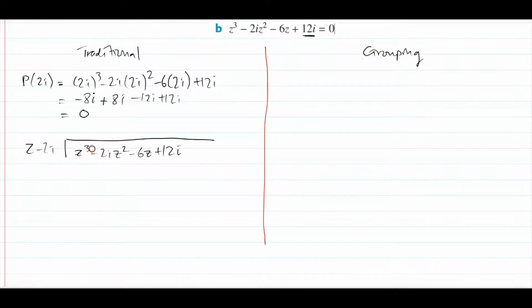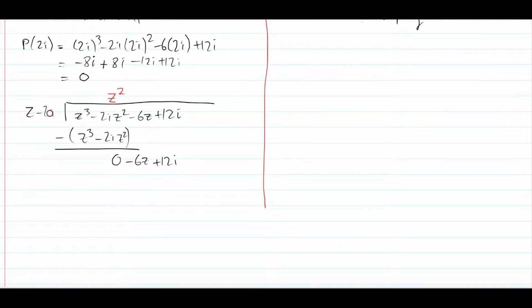So to get rid of z cubed, we multiply z minus 2i by z squared, and if you do that, guys, you get z cubed. So z squared times z is z cubed. Z squared times negative 2i is negative 2i z squared. And what happens is these are the same terms, so they actually cancel out. Then you drop negative 6z, and you also drop 12i, okay? You can't just drop negative 6z because then there's two terms here. You can't just drop one because you can't really long divide.